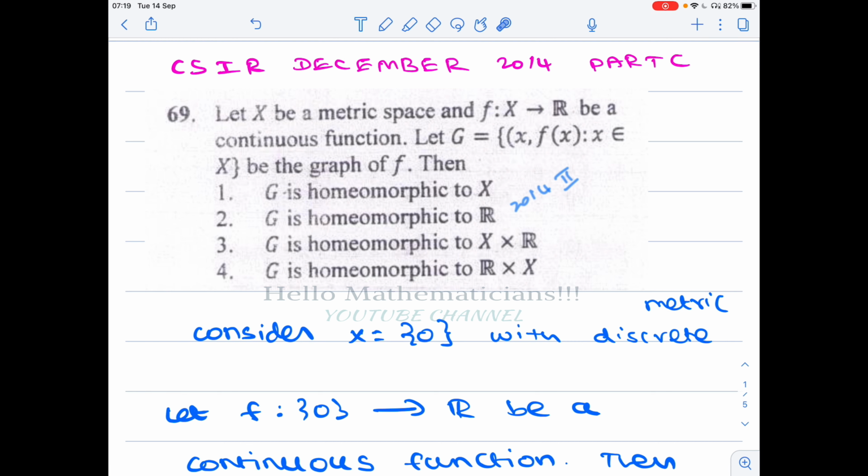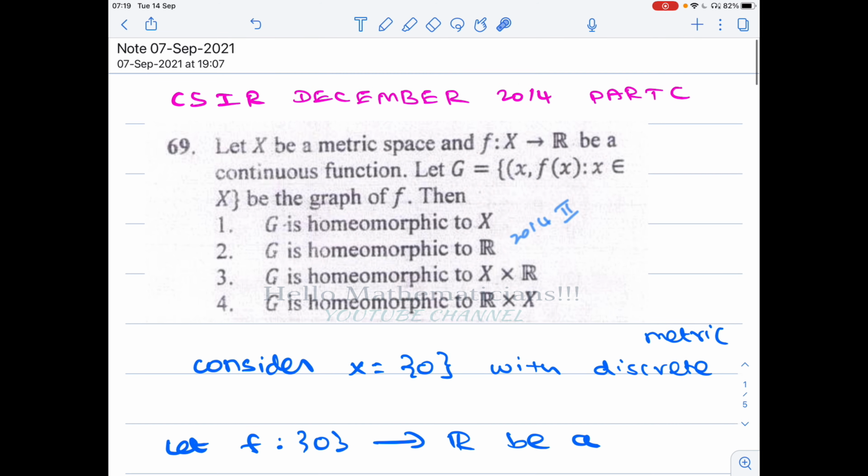Then they are defining a set G. G consists of ordered pairs, the set of all (x, f(x)) such that x belongs to X. This is called the graph of f. Given such a set G, they are asking whether this graph of f is homeomorphic to X, whether it is homeomorphic to R, whether it is homeomorphic to X cross R, whether it is homeomorphic to R cross X. Now, if you can make a few immediate observations, then this problem is very immediate.